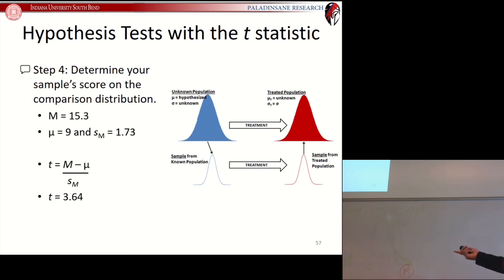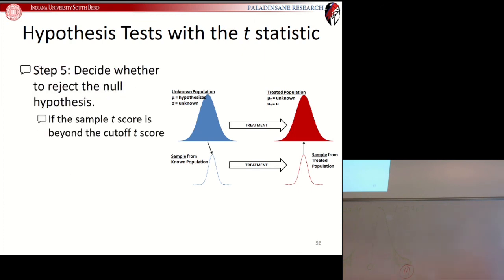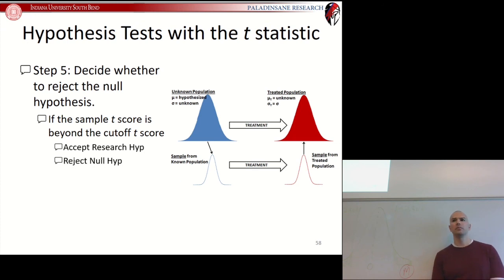So now when we figured out where they are on the comparison distribution, the last thing we do is decide whether or not we're going to reject the null hypothesis. This has not changed. This is literally the same 2 slides with the word t-score substituted in for z-score. So if our sample t-score is beyond the cutoff score, if it's crossed that line into the tails, which it has, we accept the research hypothesis and we reject the null hypothesis. They really liked accepting the research hypothesis. All right, so we accept the research hypothesis and we reject the null hypothesis. That's exactly what happened.